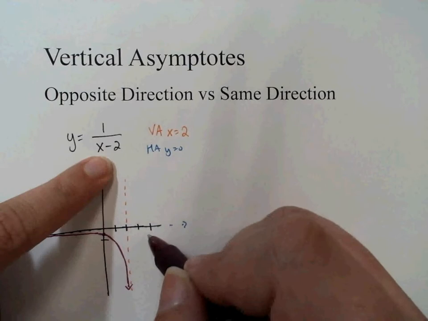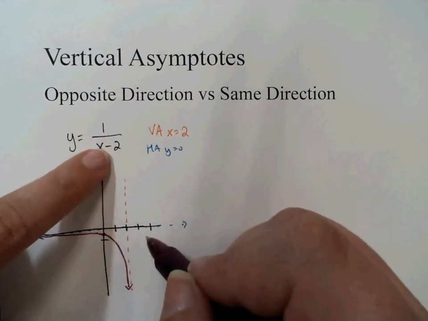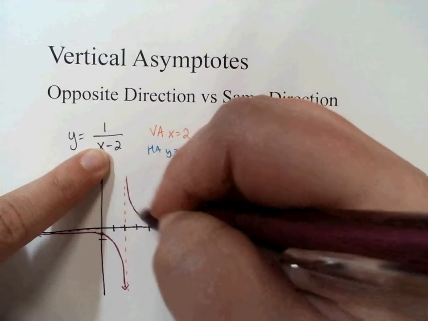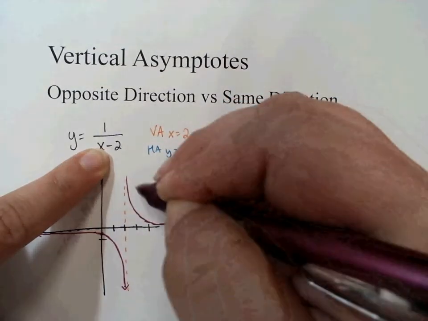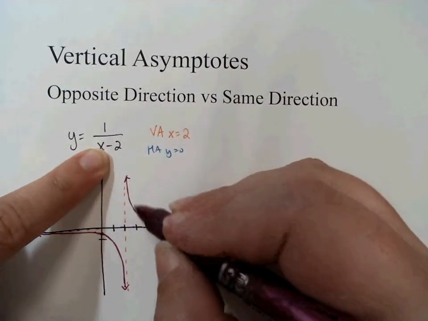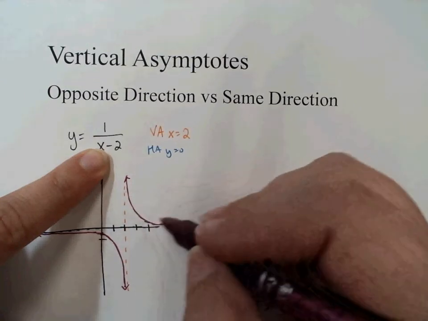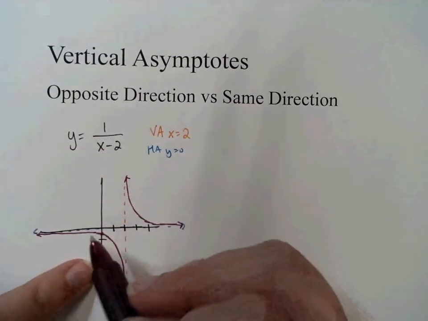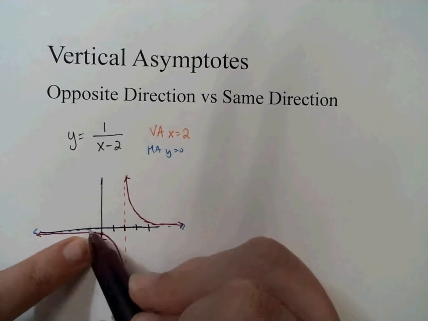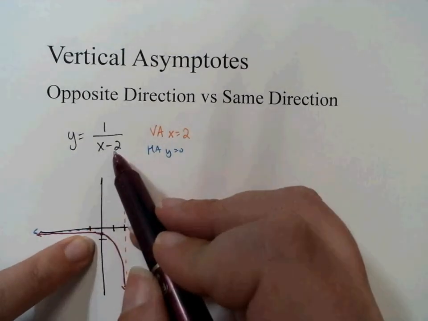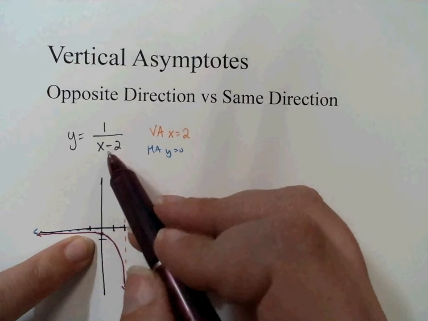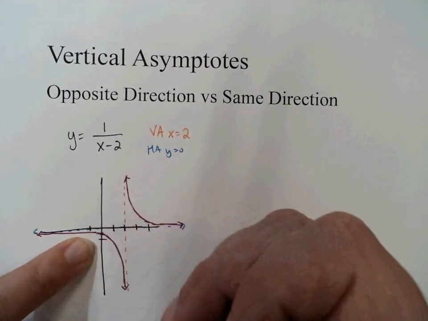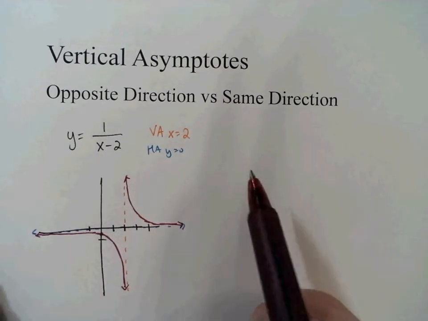So if I plug in, say, 4, 4 minus 2 is 2, 1 divided by 2 is 1/2. It's positive, right? So this has to do something like this. I don't really need a specific value throughout here so much as I need you to know that it's up here, okay? Same way if I had plugged in negative 1, negative 1 minus 2 is negative 3, 1 over negative 3 is negative 1/3. So I know that I would be down below the x-axis.